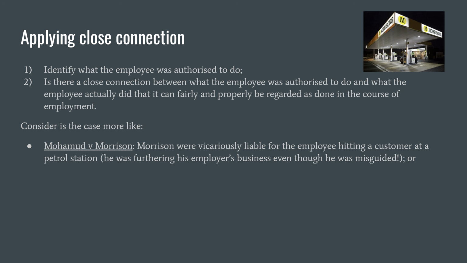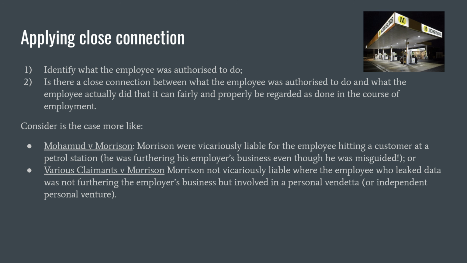So it's quite useful here to consider, is the case more like Mohammed and Morrison, where Morrisons were vicariously liable for the employee hitting a customer at a petrol station? He was furthering the employer's business even though he was misguided. Or various claimants and Morrison, where they were not liable, where an employee leaked data about lots of the employees. He wasn't furthering his employer's business, but involved in a personal vendetta because he had been disciplined by them and he was annoyed. And the personal vendetta is sometimes called an independent personal venture.